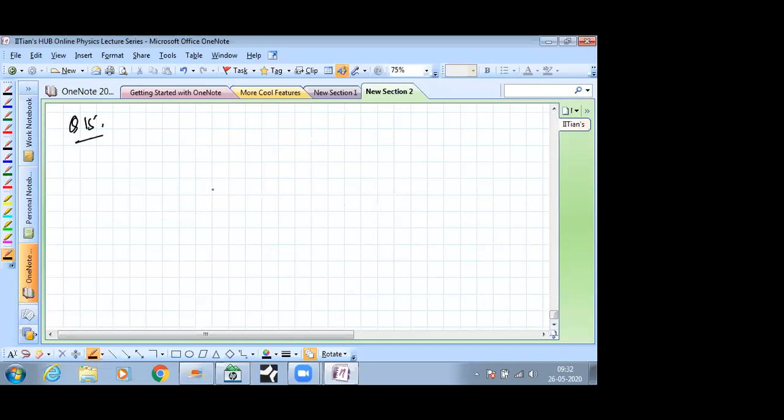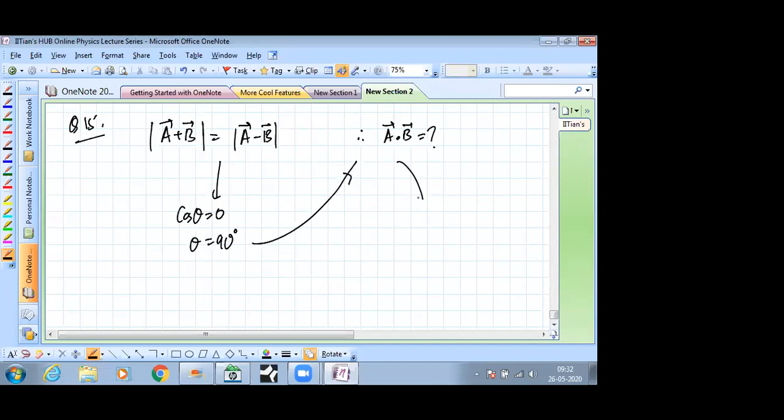So in this, it is given that the sum of two vectors has the same magnitude as the difference. So from that, what can we say about A dot B? Okay. So here you can see that this happens when cos theta is 0 or theta is 90 degrees. So when that happens, what happens to the dot product? It becomes 0. So it's simple. So even the values of mod A and mod B are not required.